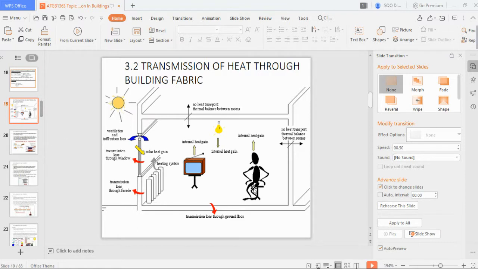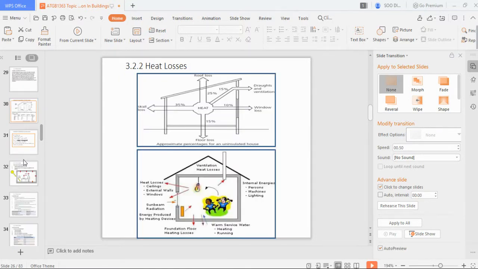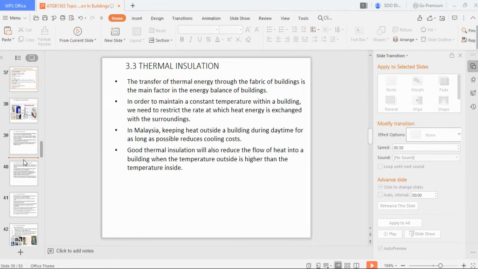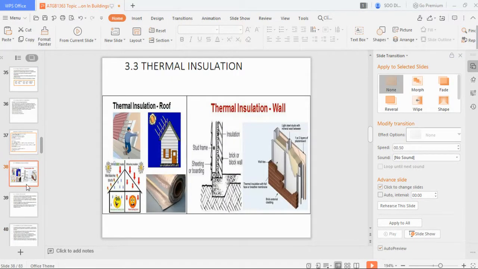Okay, so we have this, which is the transmission of heat through building fabric. Okay, so let's finish this and we'll end it for this session.